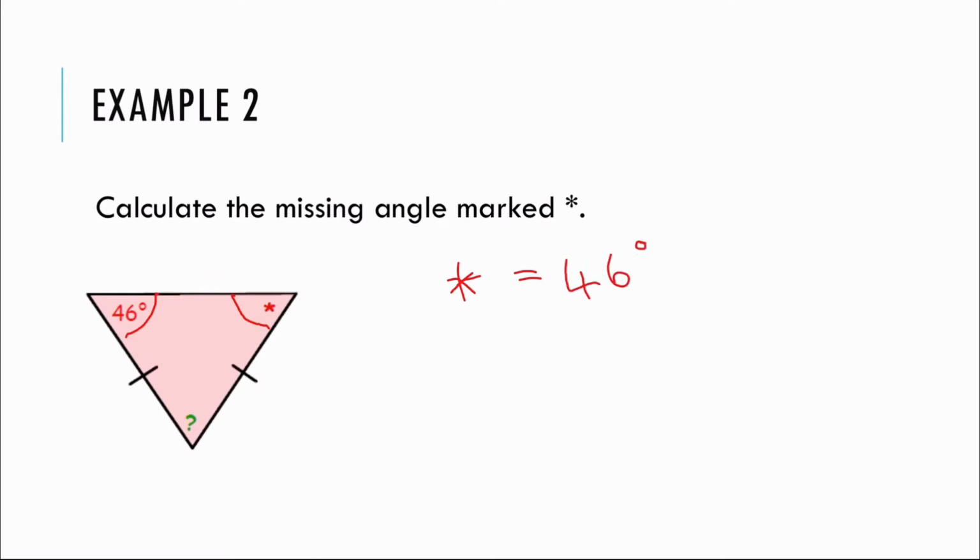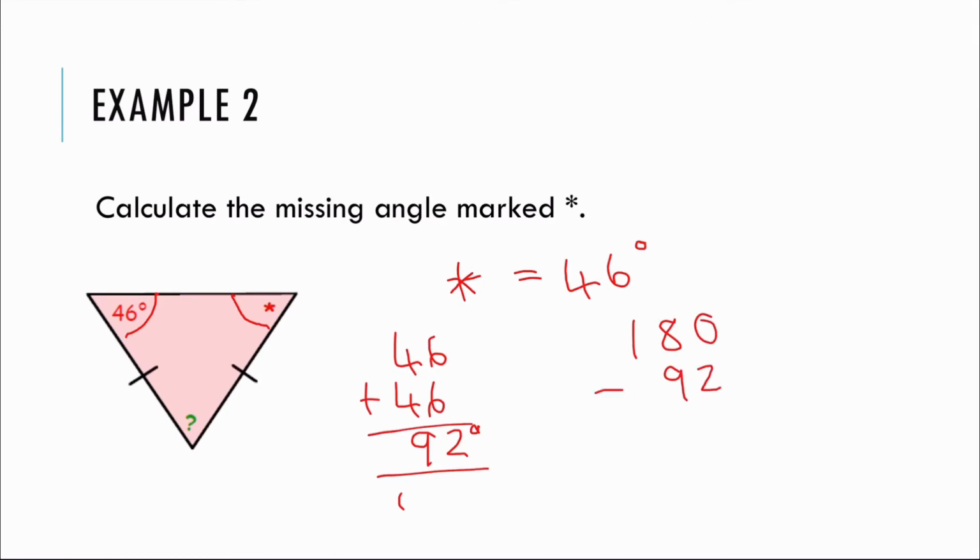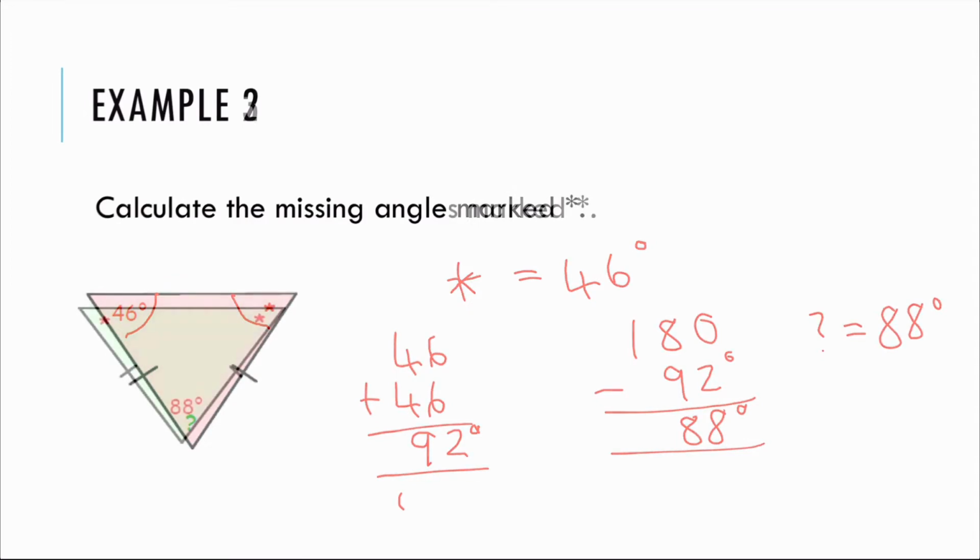If we want to calculate the question mark, we need to add what we know and take it away from 180. So let me add 46 with 46 to give me 92 degrees, and take that away from 180 to give me 88 degrees, which tells me that the angle marked with a question mark is 88 degrees.